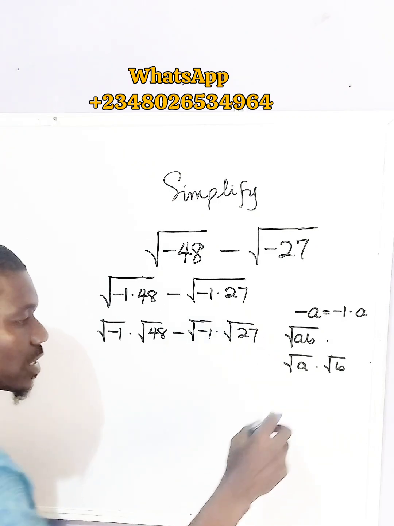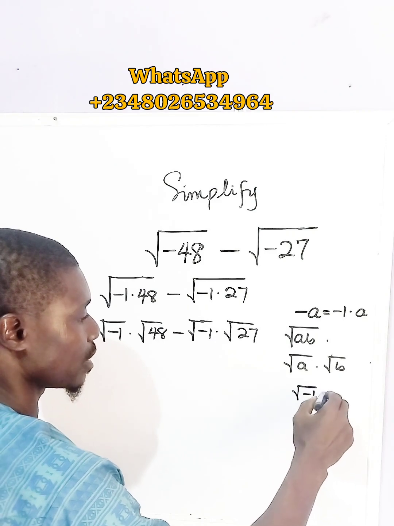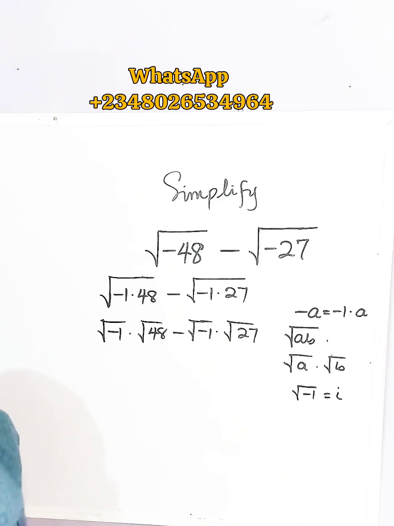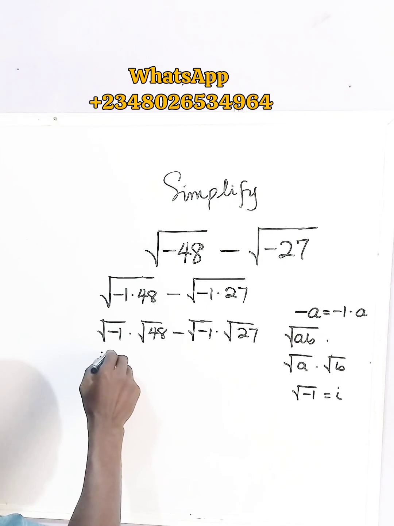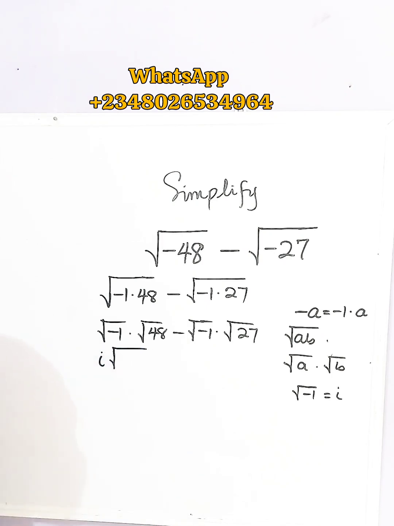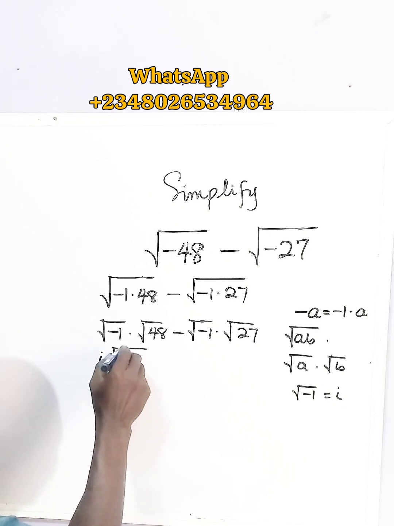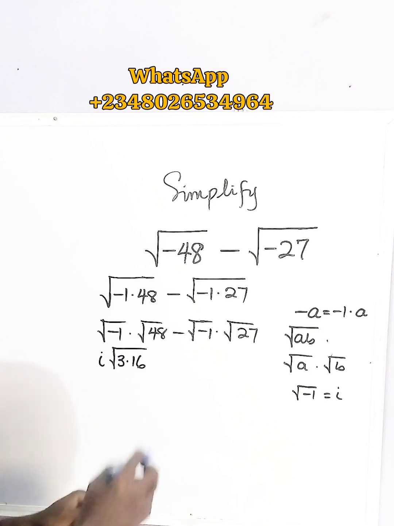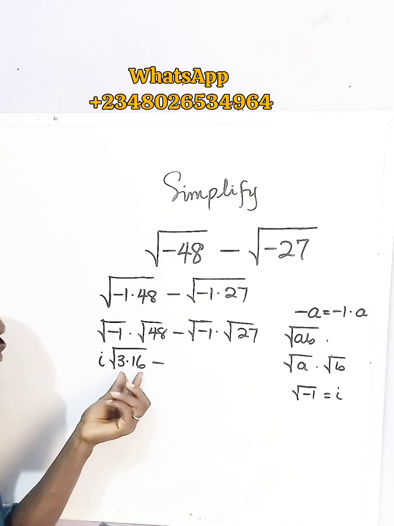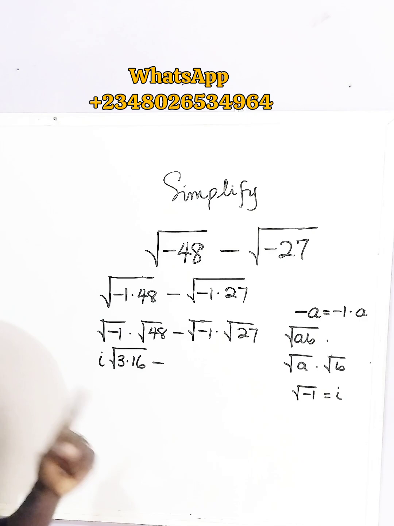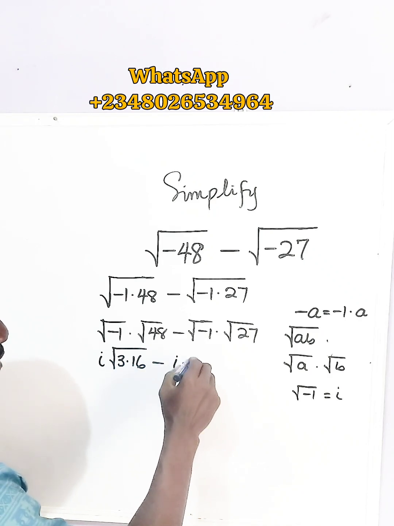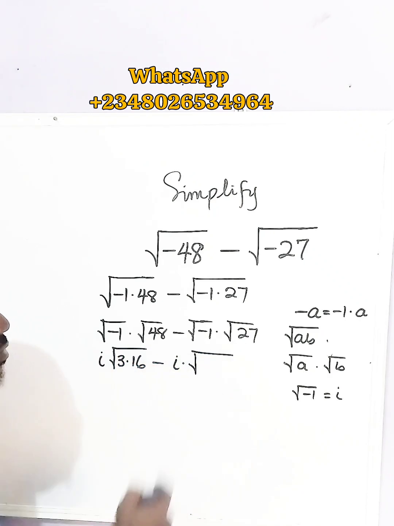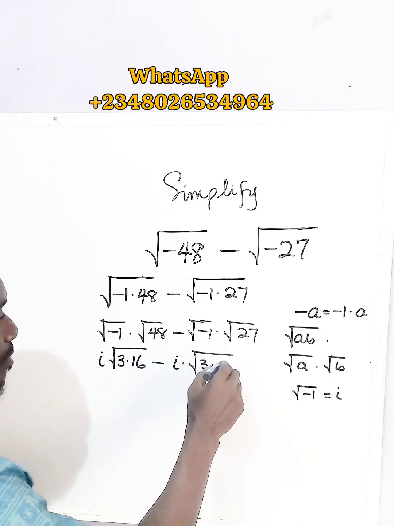Okay, and we know that the square root of negative 1 equals the complex number i. So here we have that i, then times, simplifying 48, this will give us 3 times 16. For us to simplify it, you have to have two numbers in which one of the numbers is a perfect square. So here we have i, then times the square root of 3 times 9.